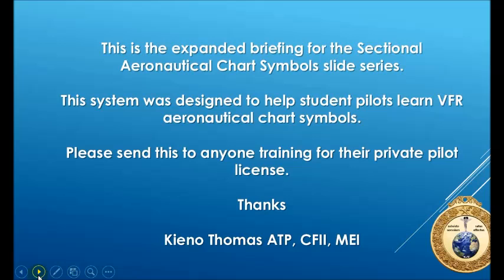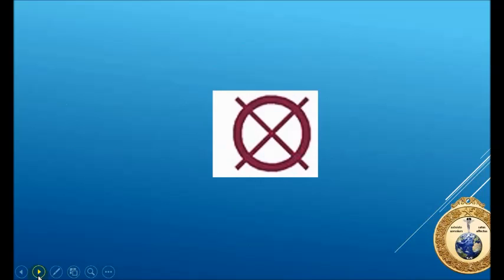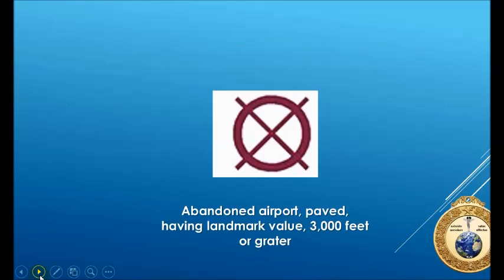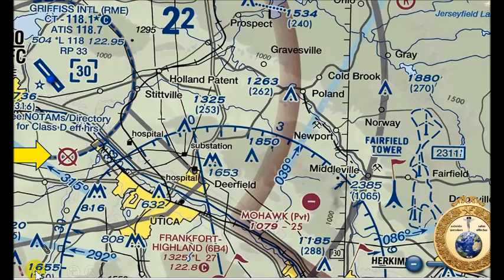There's also going to be an IFR low altitude en route chart and instrument approach plate slide system coming soon. Basically this gives you the opportunity to look at the symbol and decide what it is. You'll see this will float for about 2-3 seconds, then it will jump to what it actually is, and this is an abandoned airport, paved, having landmark value and 3,000 feet or greater.